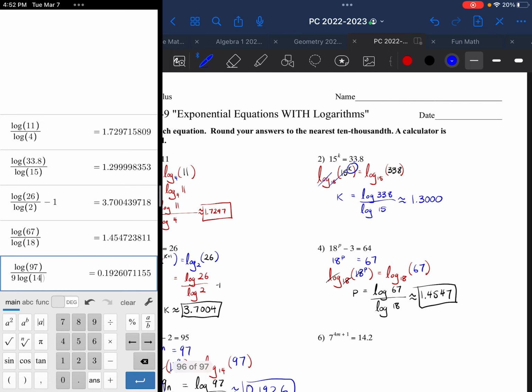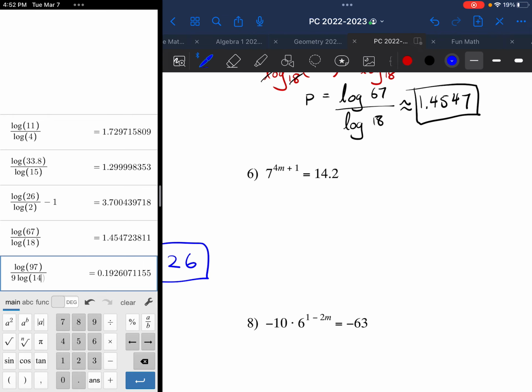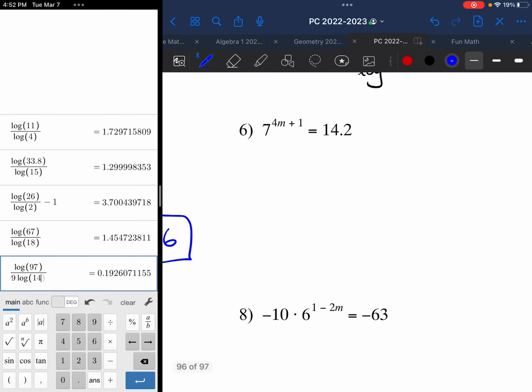0.1926. Hooray! We're getting them right. Well, I should celebrate my failures more. Eventually, I'll make a mistake, and then I'll be really happy. All right, number 6. Is there anything that's not part of the exponential?